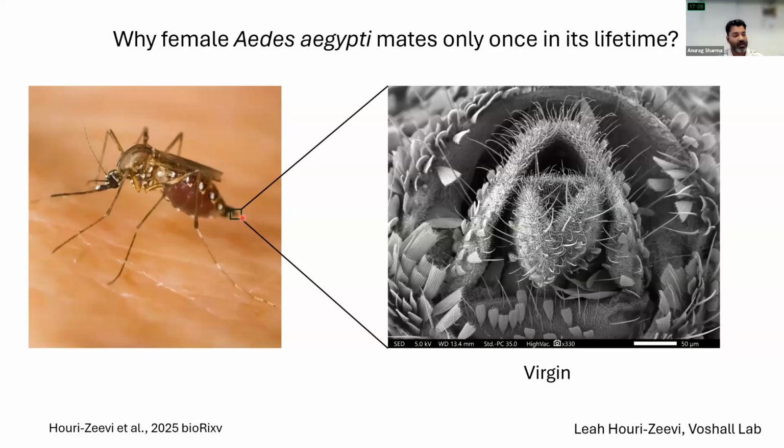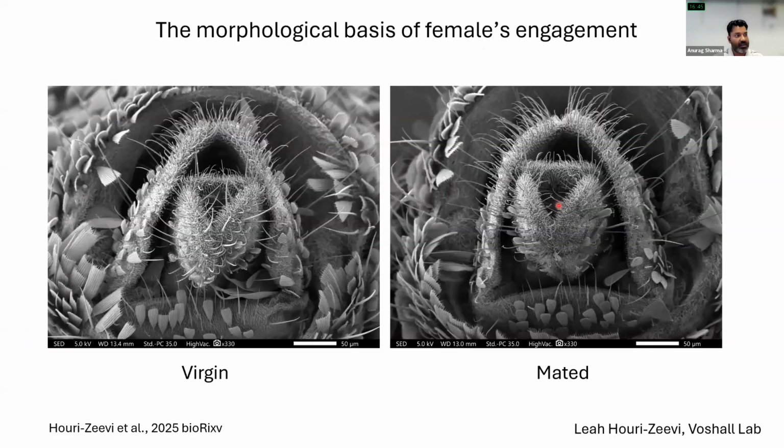So we did electron microscopy after a conventional fixation, and this is the terminal part. This is the bursa, and these are the vaginal plates, and these are the vaginal lips, and this is the vaginal opening here. And when we compared the virgin genital organs with the mated ones, we couldn't see any difference.